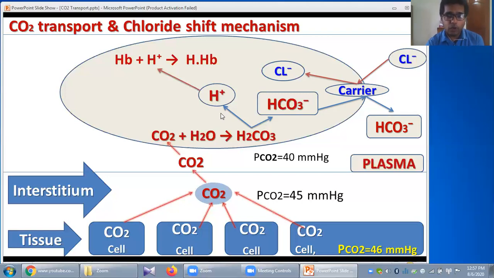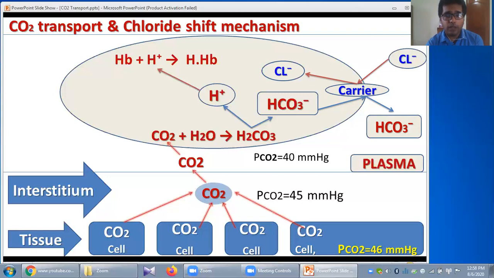Okay, so this chloride shift mechanism is helpful to maintain both intracellular pH and the extracellular pH, that is the pH of the blood. And at the same time, it helps to maintain the ionic balance, as I have told you, within the red blood cell.